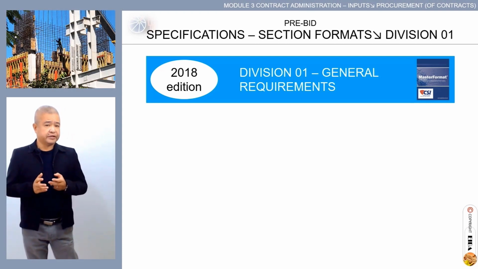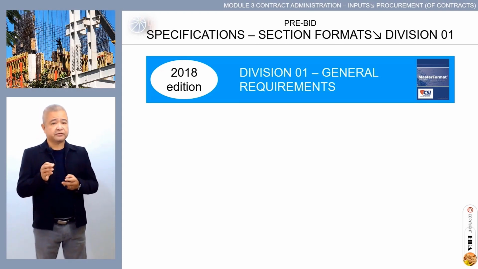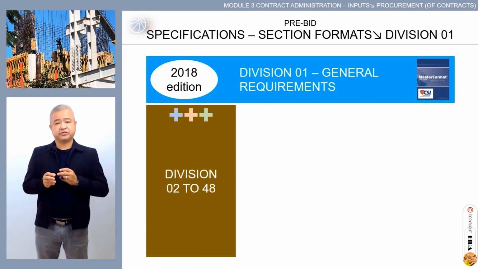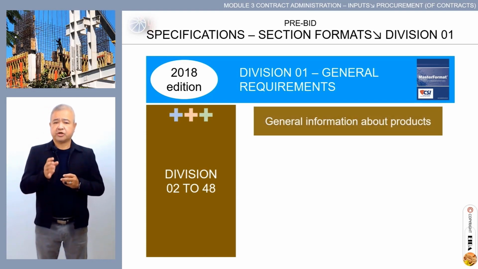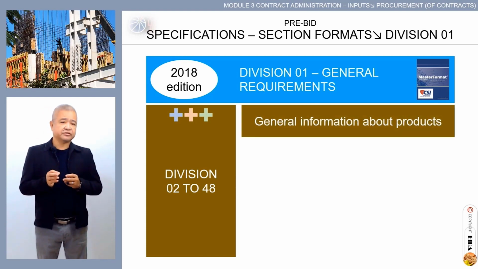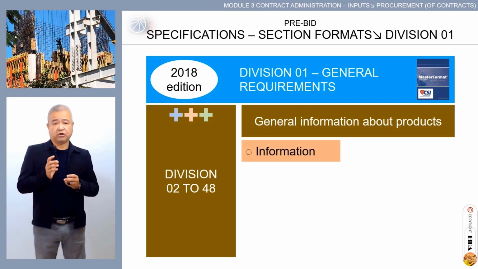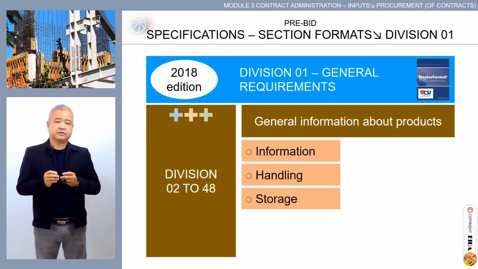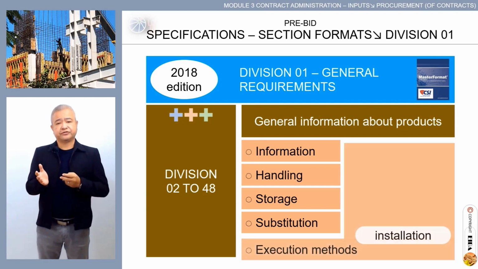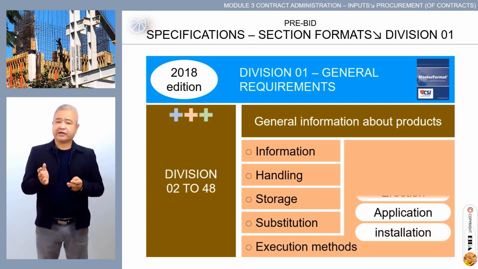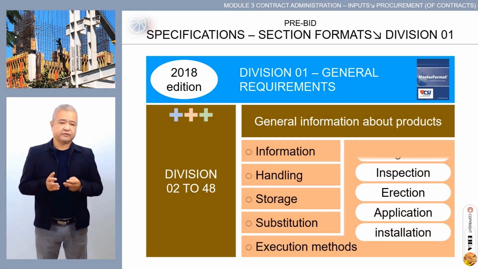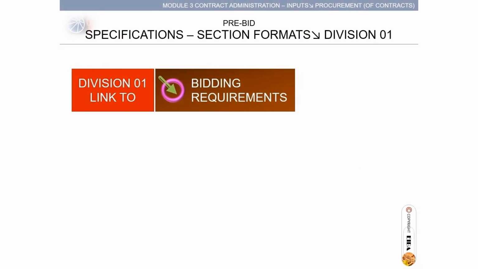The MasterFormat 2018 edition Division 01 General Requirements is followed by Divisions 02 to 48, which contain general information about products and specific information on handling procedures, storage, substitution, and execution methods on installation, application, erection, inspection, and integration. Showing the Division 01 link to the bidding requirements will help explain the say-it-once principle, although this link is not part of the contract documents.